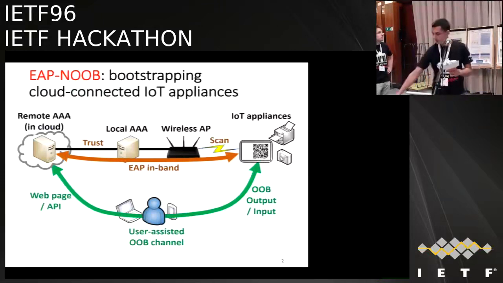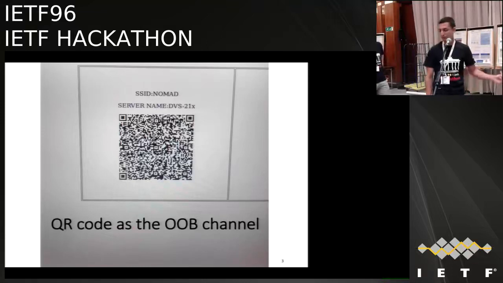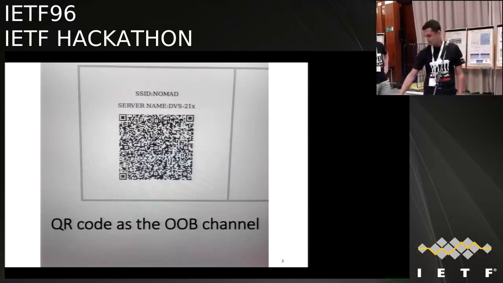So here are some screenshots from our implementation. This is a device showing what SSID it's connecting to, and this QR code is just an example. You could think of other out-of-band channels such as audio as well.